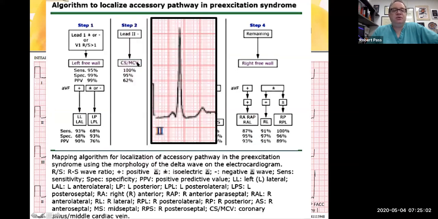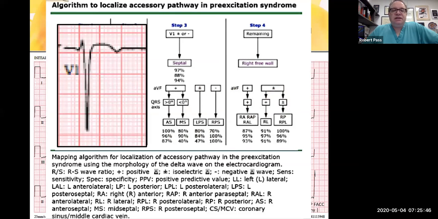We then go to step 2 on the Arruda map, and we look at lead 2. If the lead 2 delta wave is negative, then it often is a sign that it's near the coronary sinus or even the middle cardiac vein. The middle cardiac vein is an area where it is very difficult to ablate accessory pathways, associated with a high recurrence rate, and it's difficult to get a catheter into. So you would be disinclined to try a small child with this pattern. But in fact, our delta wave is upright in lead 2, so we reject this and say that this is not true either.